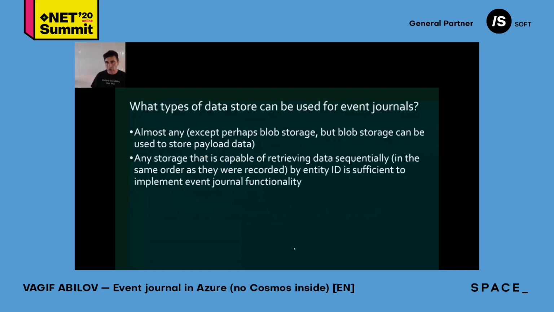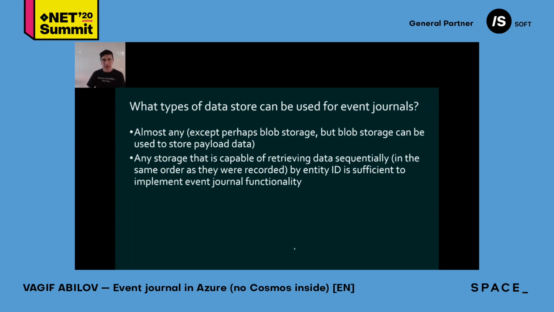So what types of data store can be used for event journals? As we saw on the previous slide, Akka may use Microsoft SQL Server, but actually it has different implementations, including non-SQL databases. So they can also use table store and blob store. So almost any storage type where you have a concept of ordering, which means that except for blob storage alone, can be used. But even blob storage can be used for event journals if you combine it with something where you can take care of order. So any storage that is capable of retrieving data sequentially will do. You need to define there an entity ID and some sort of sequence number.